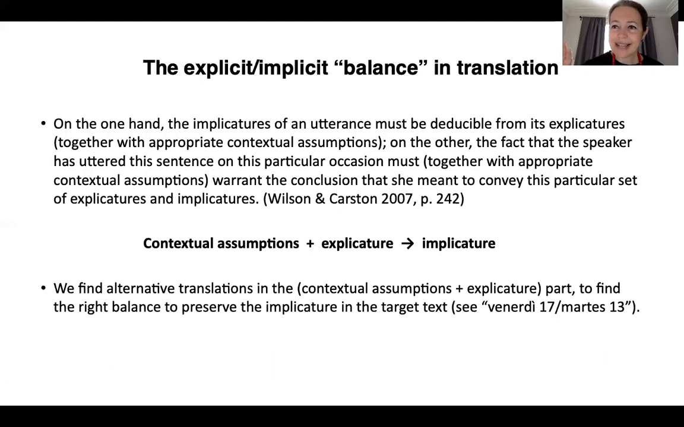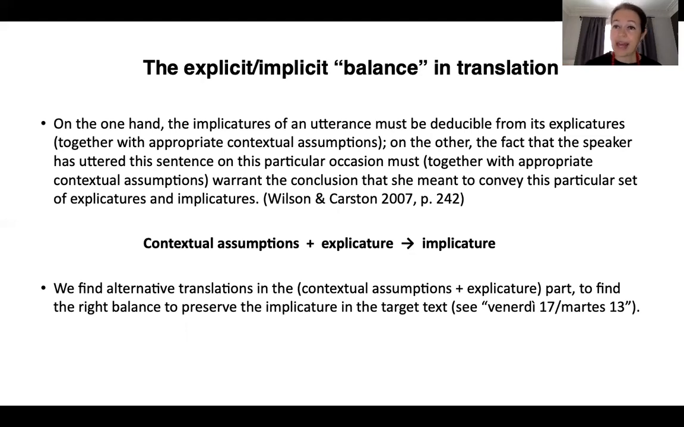So, as a test, translation as a way to balance the explicit-implicit divide. On the one hand, the implicature of an utterance must be deducible from its explicature, together with appropriate contextual assumptions. Take, for instance, the example in sentence 18, where the implicature that he is superstitious has to be deduced from the explicature of the unlucky day in that language.